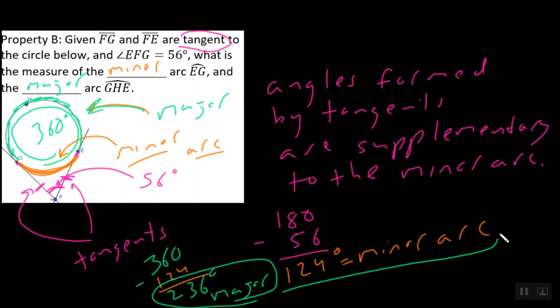Alright, so guys, we have our minor arc is 124, and our major arc is 236. And every time you're given a problem like this, it's worked out exactly like this.